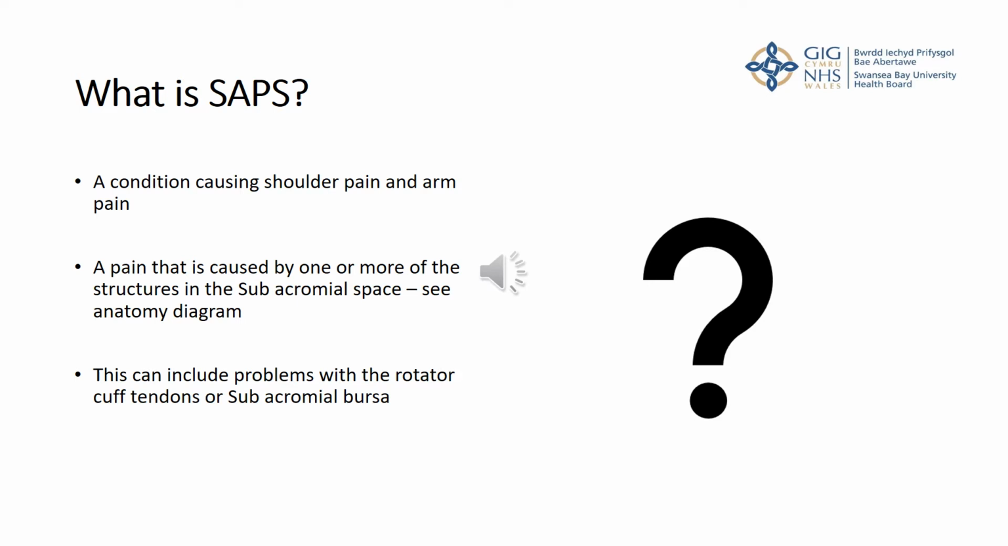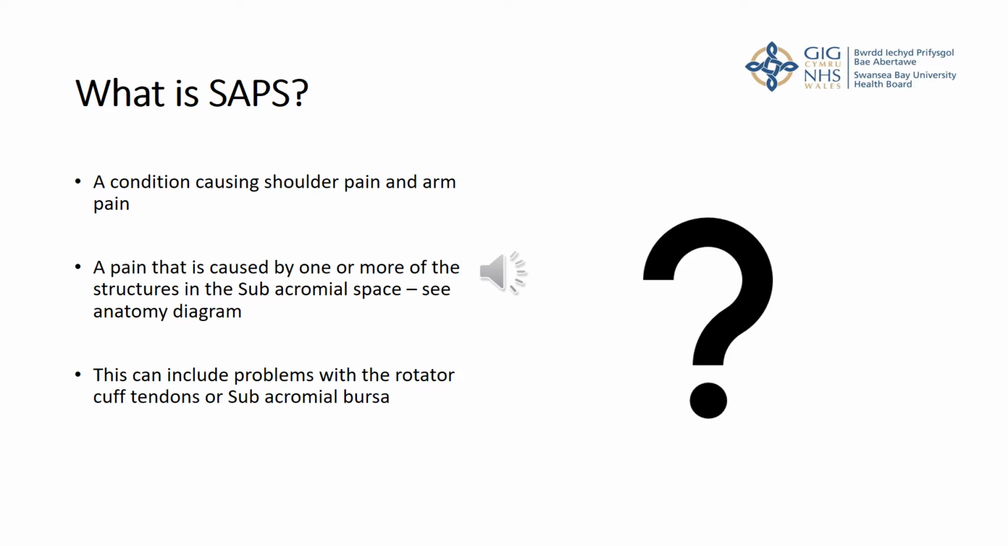SAPS stands for subacromial pain syndrome. It's a term used to describe non-traumatic shoulder pain that is typically made worse when lifting the arm. Up to 30% of the population experience shoulder pain within their lifetime. Of this percentage, between 44 to 66% have subacromial pain, making this a common musculoskeletal condition.